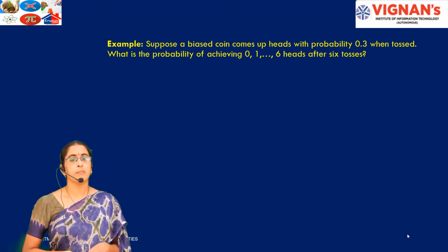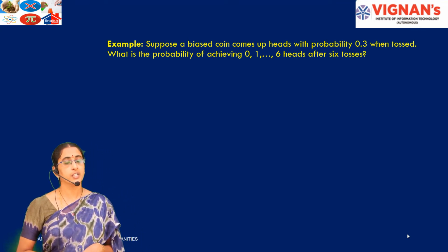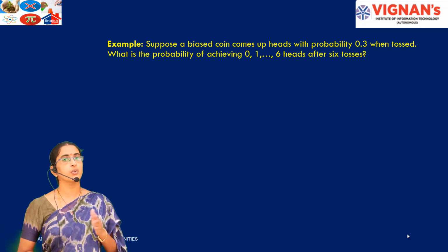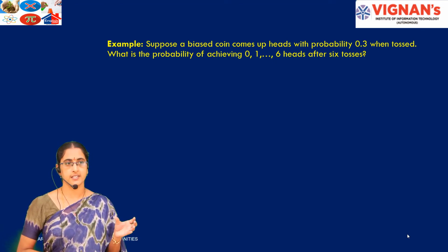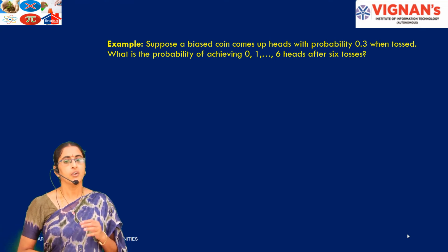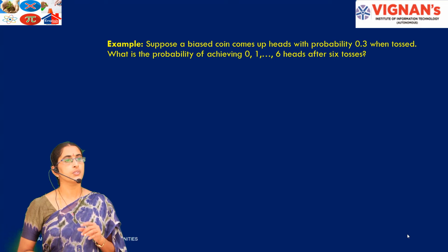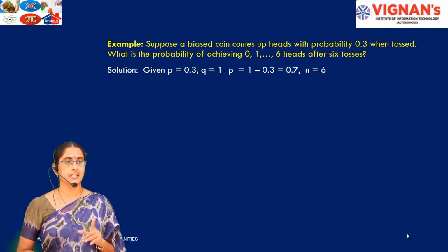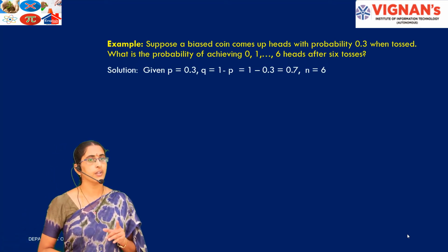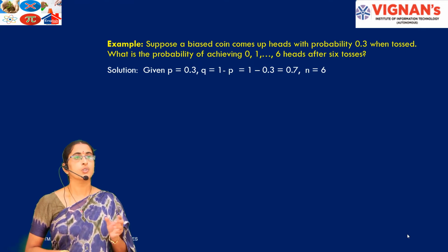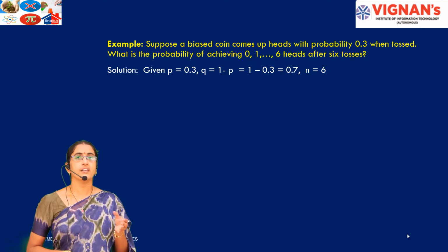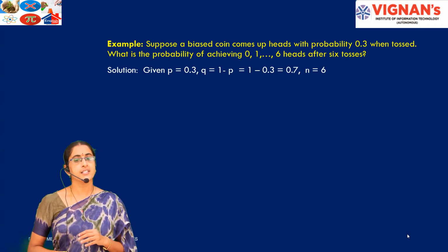Suppose a biased coin comes up heads with a probability 0.3. So here there is no need to calculate the probability of success. It will be given in the problem directly. When tossed, what is the probability of achieving 0, 1, 2, 3, 4, 5, 6 heads after 6 tosses? That means the coin is tossed 6 times. So n equal to 6, right? And it is given 30%, so p equal to 0.3. Then q is nothing but 1 minus p, that is 1 minus 0.3, which is 0.7.